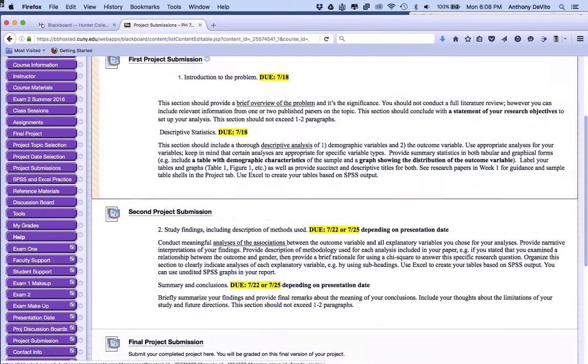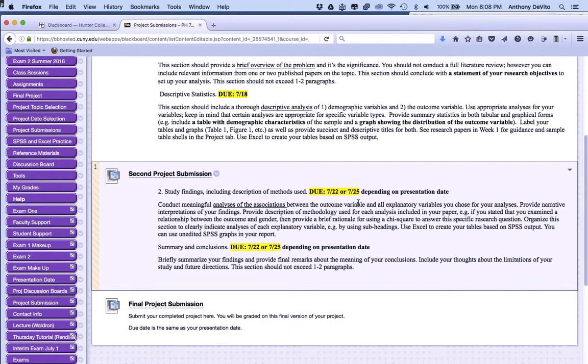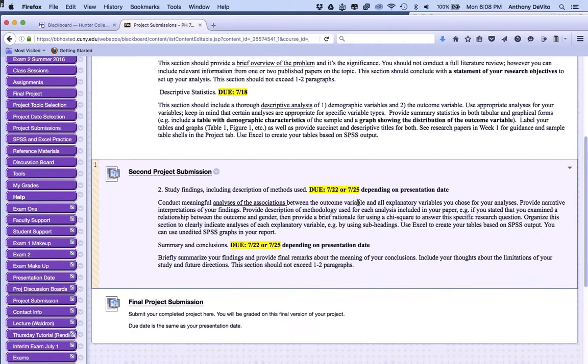Okay, now I put due dates of 7/18 on first project submission, and 7/22 or 25 for the second project submission, and they're soft due dates. I just put them down to encourage you to do it before you have to present. Okay, so when I say 7/22 or 7/25, if you're presenting on Monday, try and get it in by 7/22. If you're presenting on Wednesday, try and get it in by 7/25.